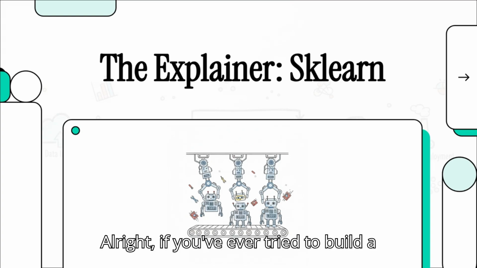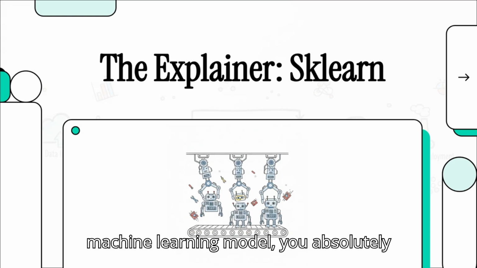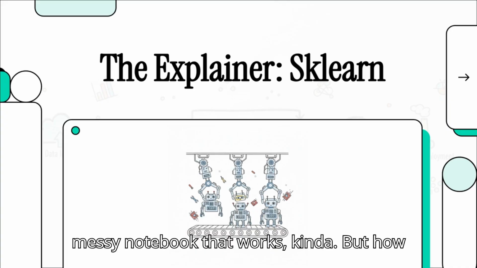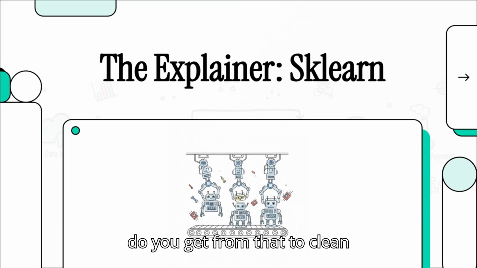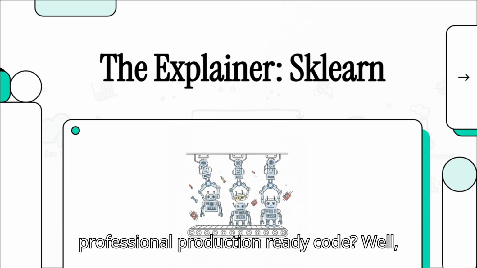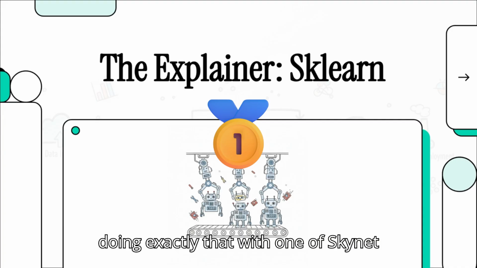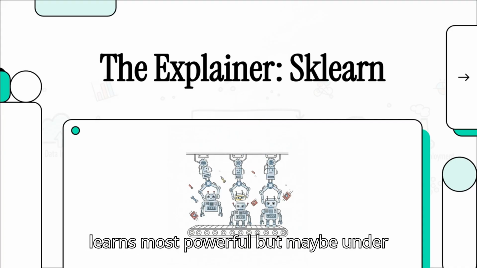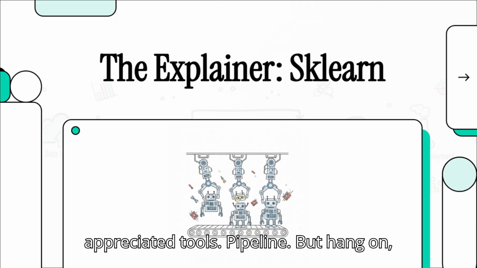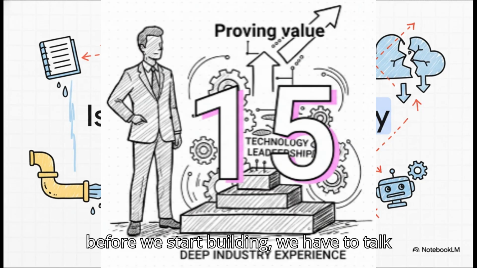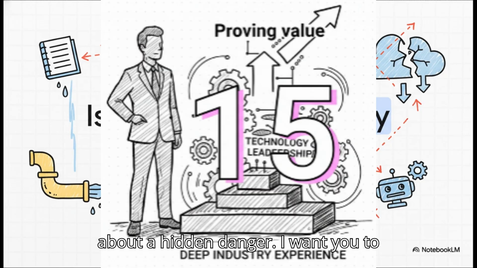All right, if you've ever tried to build a machine learning model, you absolutely know the struggle, right? You've got this messy notebook that works, kinda, but how do you get from that to clean, professional, production-ready code? Well, today we're going to unlock the secret to doing exactly that with one of Scikit-learn's most powerful but maybe underappreciated tools, the pipeline. But hang on, before we start building, we have to talk about a hidden danger.